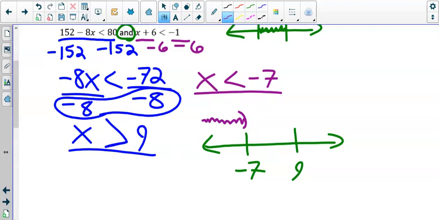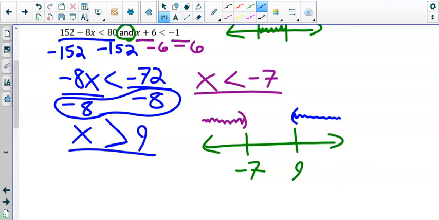Does that make sense so far? All right, let's look at the other guy. 9, bracket or parenthesis? Parenthesis, because again, we're not equal to over here. Do we shade to the right or to the left? To the right. Okay.